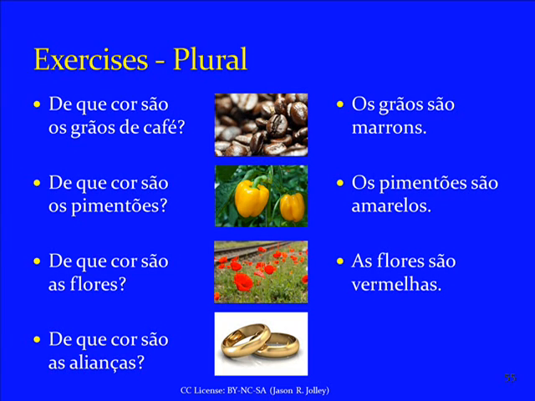Last one. Now earlier we saw a word for ring was anel, with the plural anéis. But when you're talking about wedding bands or wedding rings, usually you use the term alianças or aliança. So, what color are these? De que cor são as alianças? Well, the rings, as alianças, are golden in color or gold. So you should have thought, written, or said, as alianças são dourados, or as alianças são de ouro.